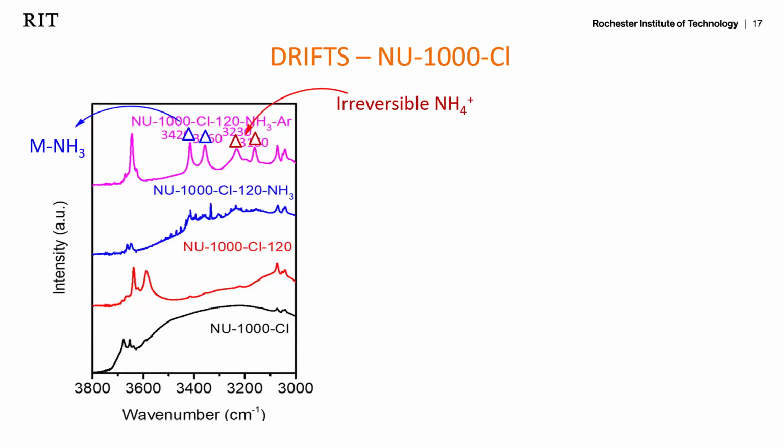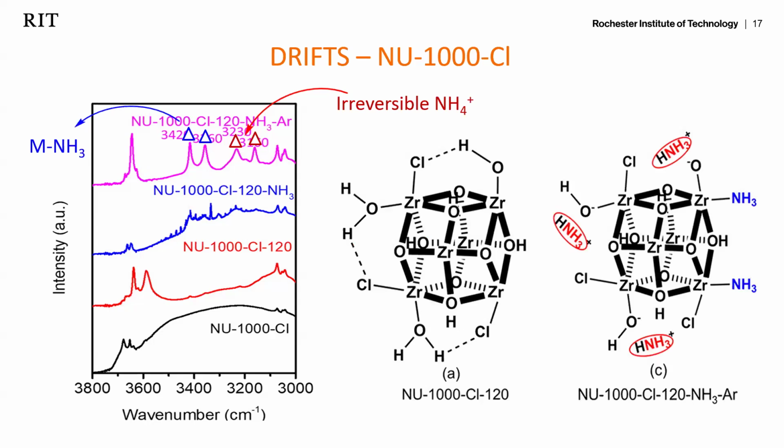Previously we didn't see these ammonium ions because the ammonium ion was reversible in the previous study. Now here, after the argon purge, the ammonium ion is still there. That indicates it's irreversible. So basically, our hypothesis is that this proton connected with chloride is very acidic. This acidic proton can interact with ammonia to get the ammonium ion, but somehow this is very strong and it cannot go back to ammonia. And here there is also coordinated ammonia.